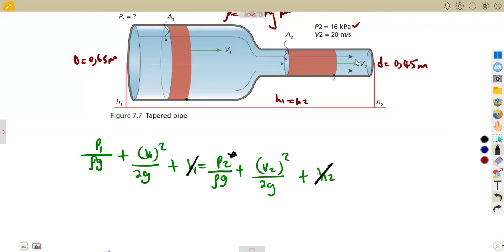All right, P1 we have, the density we have, G we have, V1 we do not have, V2 we have. So we have to calculate V1. We are given V2, but we are not given the flow rate, so we can't use V1 equals Q1 over area 1. Yes, we've got the diameter, so you can calculate the area, but the flow rate we do not have.